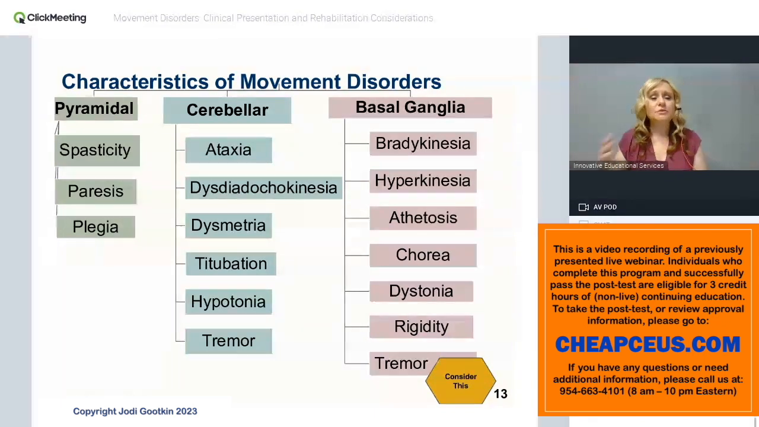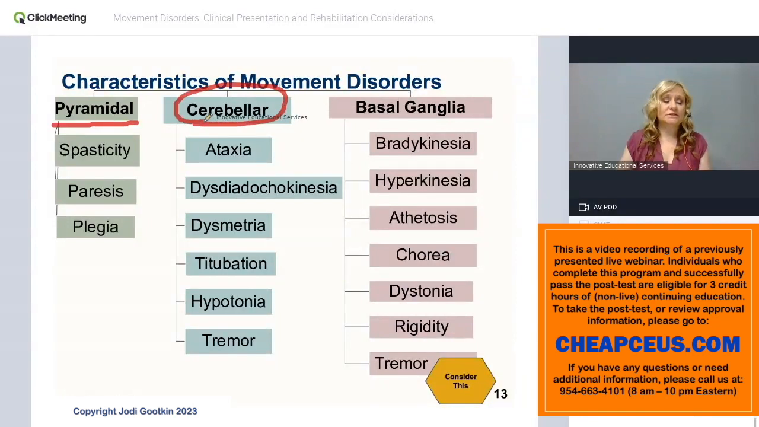As we look at the different dysfunctions of different systems, when an individual is presenting with dysfunction of their pyramidal system, this is going to be an individual who presents with cerebral palsy, whether they're a child or an adult who continues to present with that condition, stroke, brain injury. When we see dysfunction of the pyramidal system, we're looking more at spasticity, weakness. That's not where we're focusing today. Where we're focusing more is on the cerebellar system, which is that coordination system, and then on our basal ganglia, which is our automatic and our baseline type of system.